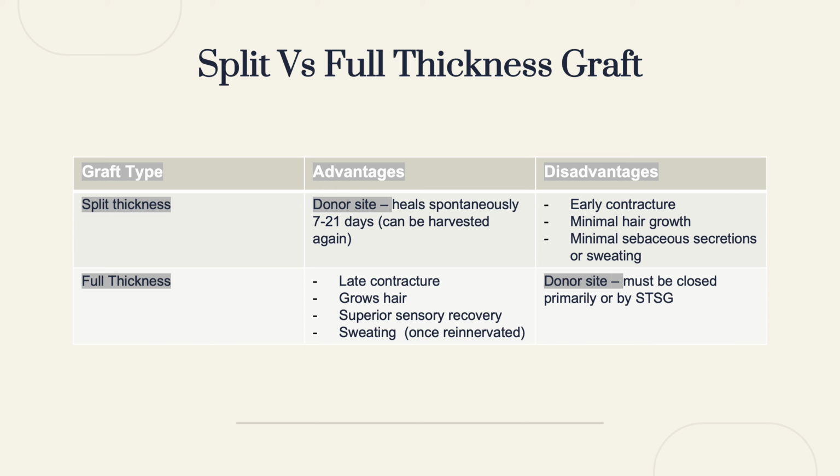For the full thickness graft, on the other hand, the advantages are that you're going to have a contracture, but it's not early, it's late, also known as secondary contracture. This happens because the full thickness graft usually has fibroblasts. So after 1 to 2 years, there may be a contracture in the graft. It will grow hair because you have hair follicles, and there will be sweating because there are sweat glands, and it will have a superior sensory recovery. But the disadvantage is that the donor site has to be closed primarily, which means you're going to have to approximate the edges of the wound of the donor site, or you're going to have to apply a split thickness graft.